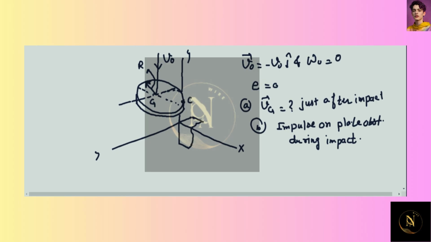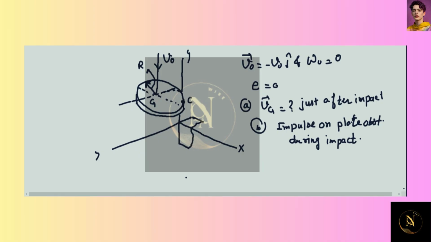Hello friends, here it is. Given a circular plate of mass m falling with velocity v0 and no angular velocity. When its edge C strikes an obstruction, assuming impact to be perfectly plastic, that is coefficient of restitution to be 0, we have to calculate the velocity of the center of mass just after impact and the impulse on the plate obstruction during the impact. Let us see here.